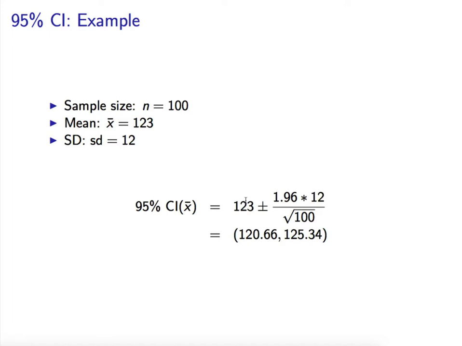So we calculate the 95% confidence interval as 123 plus or minus 1.96 times 12 over the square root of 100, which is 10. And that is approximately 120.66 to 125.34. Yay!